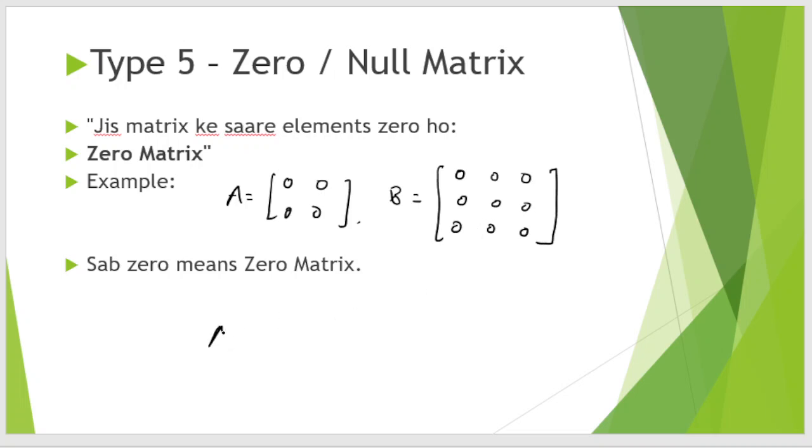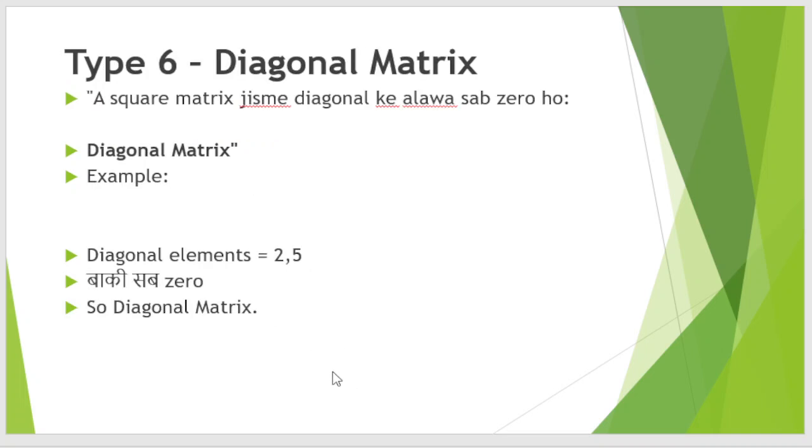If there is a matrix A and I add a zero matrix to this existing matrix, the value of matrix A remains the same. So this zero works like an identity element, right? Identity with respect to addition. Clear? Next, type number 6, diagonal matrix.